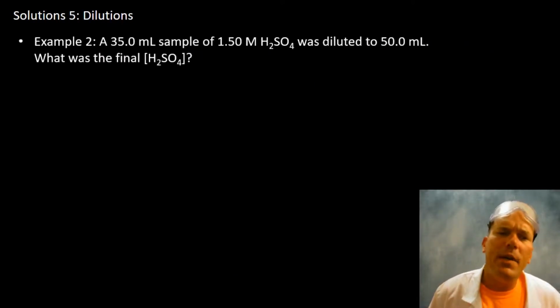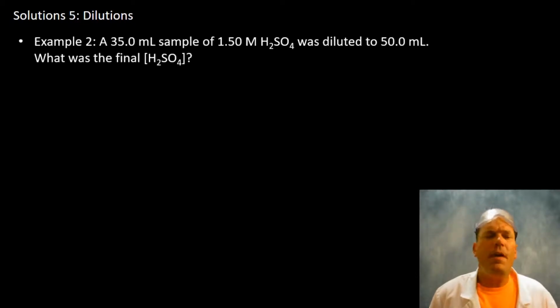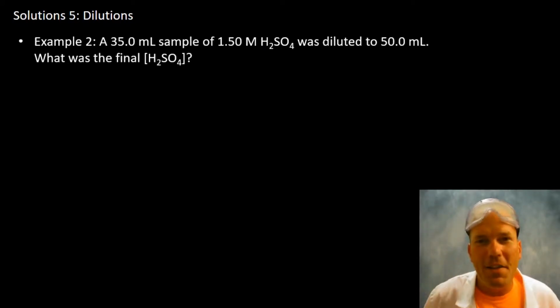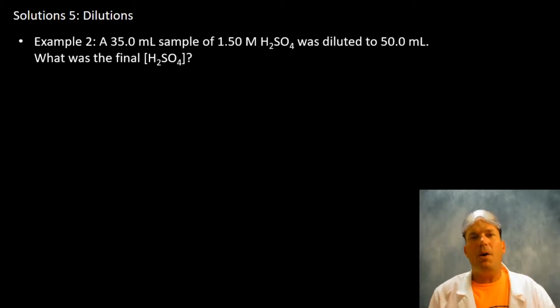All right, so example number 2. Here we have a 35 milliliter sample of a 1.5 molar sulfuric acid, and it was diluted to 50 milliliters. What's the final concentration of the sulfuric acid? Before you pause the video and try this yourself, I want to give you a heads up. In the last problem, we added the 2 volumes because it said a certain volume was added. In this one, it's telling you it was diluted up to 50 mils. That's going to be your V2 for your equation. So pause it and give it a shot.